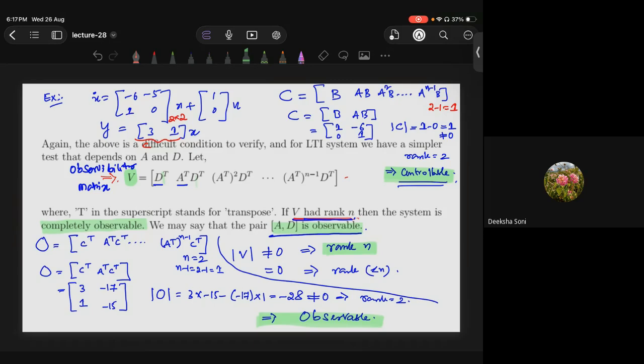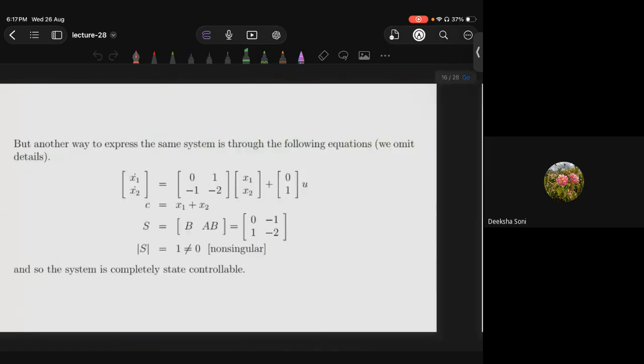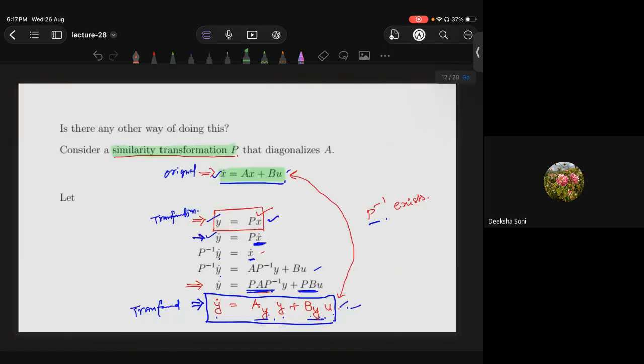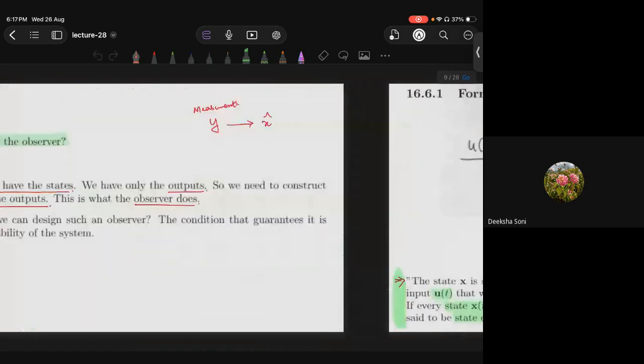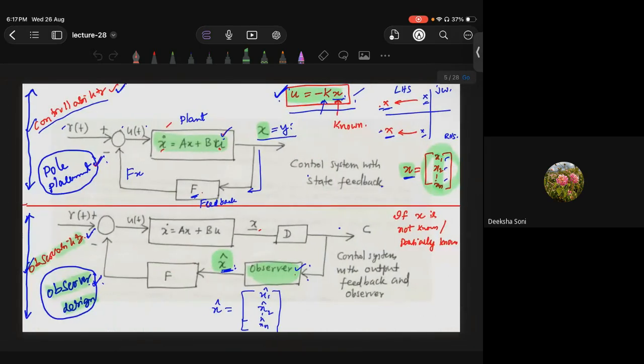Okay. Next. Once we understand how to check controllability and observability, the next step is pole placement design. So let's go to that. First, understand what pole placement design is. I'll explain the top part again so that you'll understand much better.